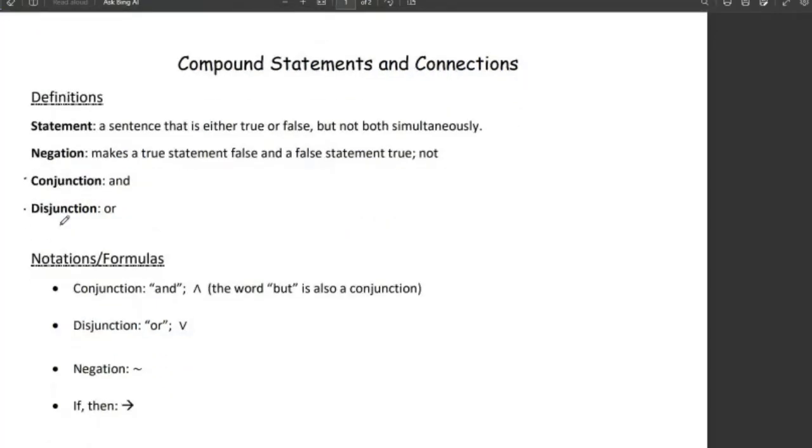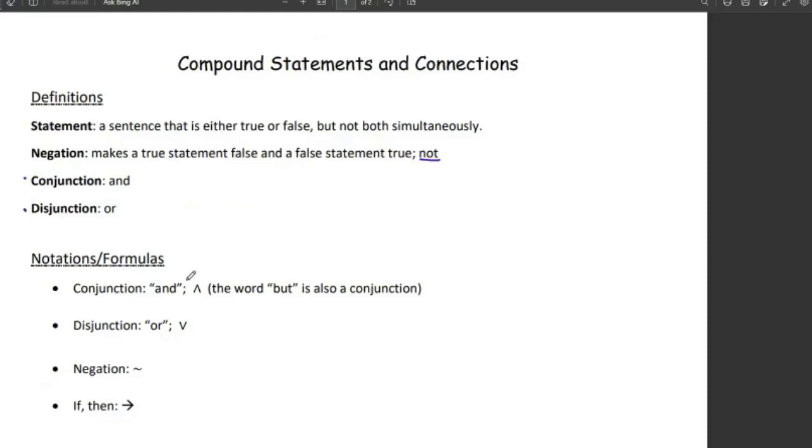So we've got four definitions. We have a statement. A statement is a sentence that is either true or false, but not both simultaneously. A negation makes a true statement false and a false statement true. And then the main word with this is not. And then we have a conjunction and a disjunction.